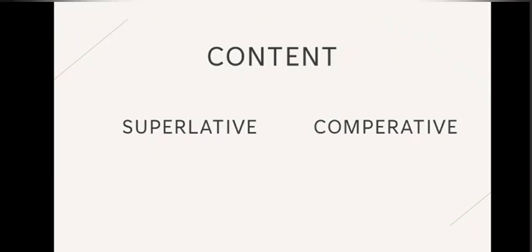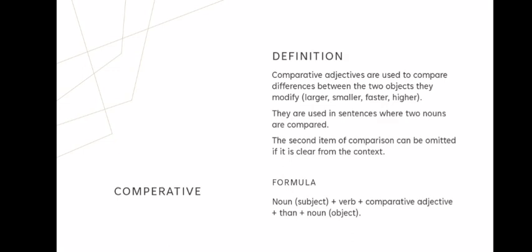Now I'm going to present a topic about comparative and superlative. Comparative. Comparative adjectives are used to compare the difference between the two objects they modify. They are used in sentences when two nouns are compared. The second item of comparison can be omitted if it is clear from the context. The formula is subject plus verb plus comparative adjective plus than plus object.